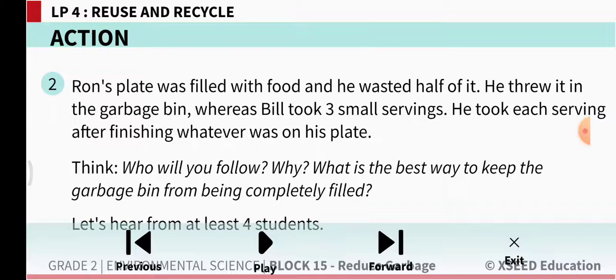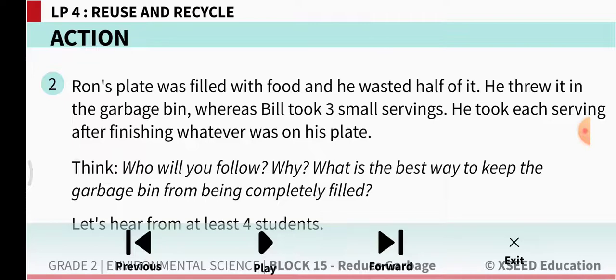Bill took a little amount of food on his plate. After finishing it, he went again and took another serving. Like that, he took three servings and completely finished his plate, right? But Ron had his plate filled with food. Only half he ate and the remaining half he threw in the garbage bin. This is the situation. Now think, who will you follow? Do you want to follow Ron, who wasted the food, or do you want to follow Bill, who did not waste the food? Okay. Why?